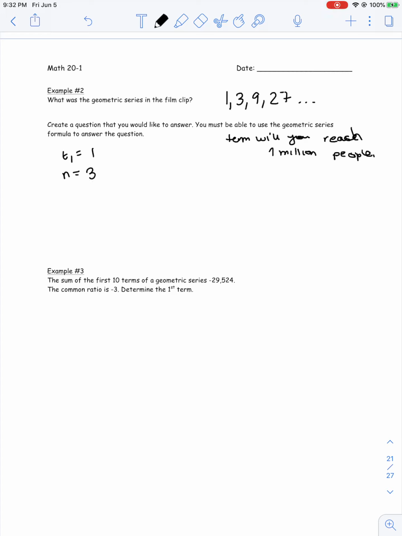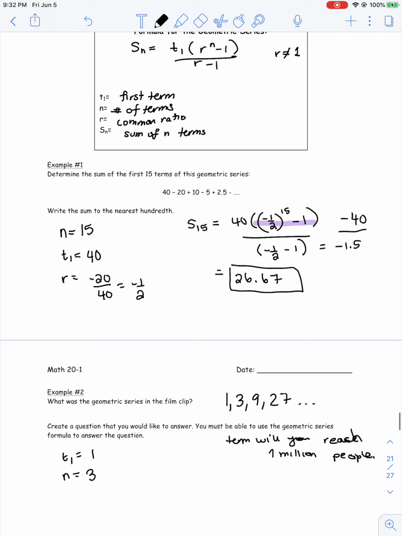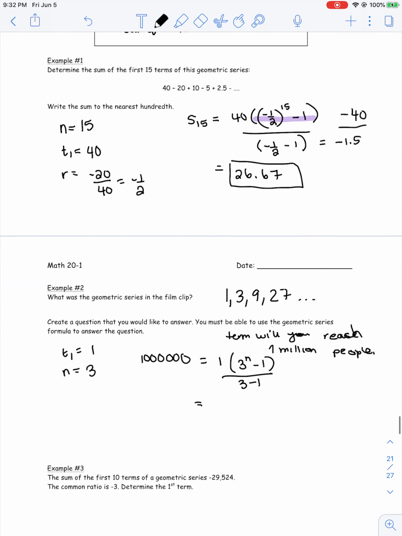So here in this case, r is equal to 3 because you're multiplying by 3 to get from number to number. So you're using the equation from above to solve for the sum of an unknown number of terms. So we're going to put 1 million into our sum spot. And that's equal to 1 times (3 to the power of n minus 1) divided by (3 minus 1). The 1 we can ignore because it doesn't affect us. So it's going to be 3 to the n minus 1 divided by 2.